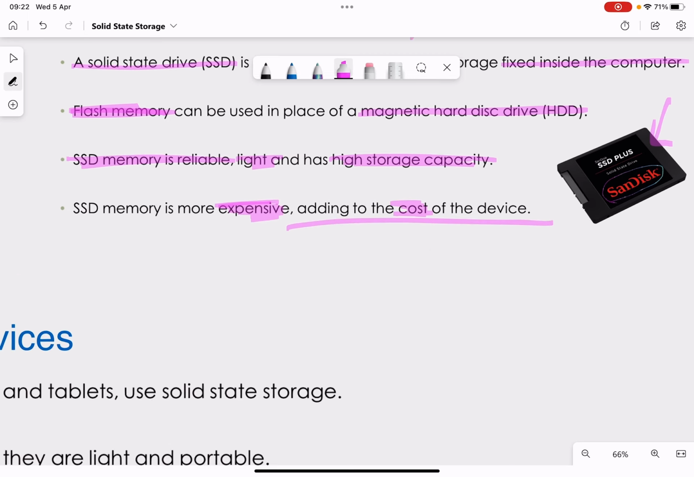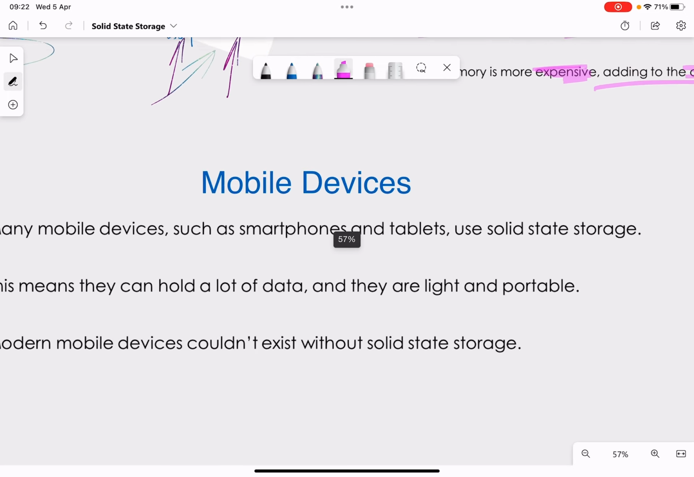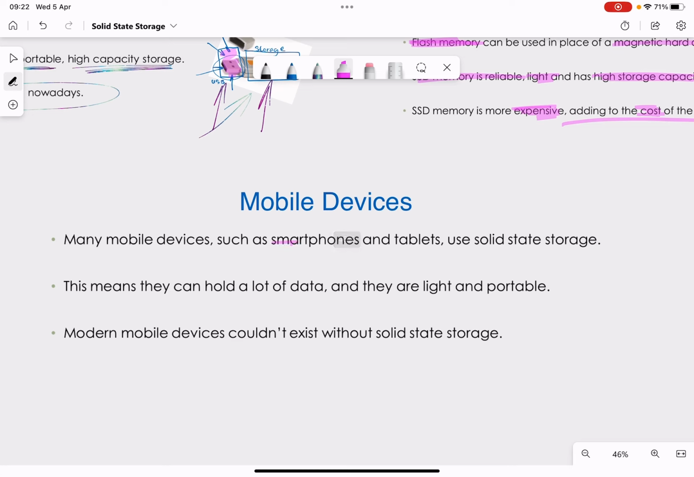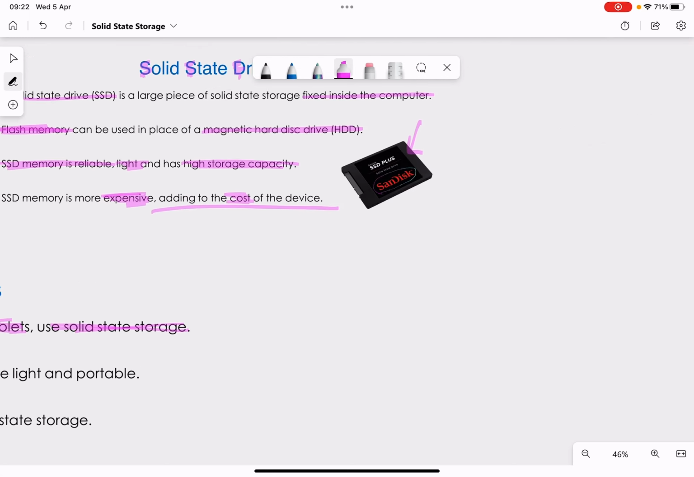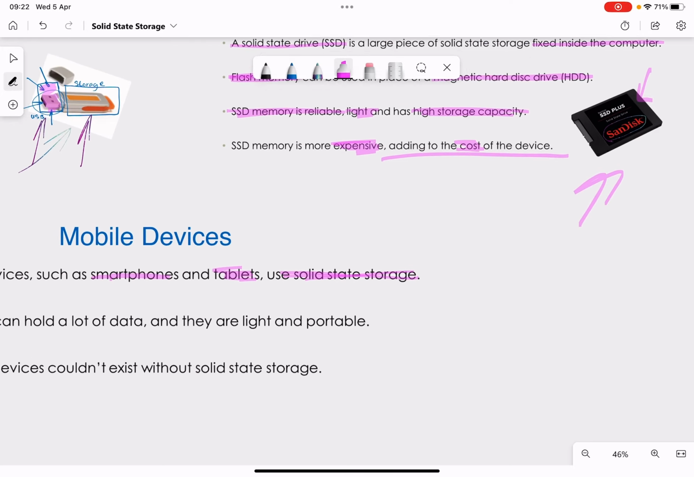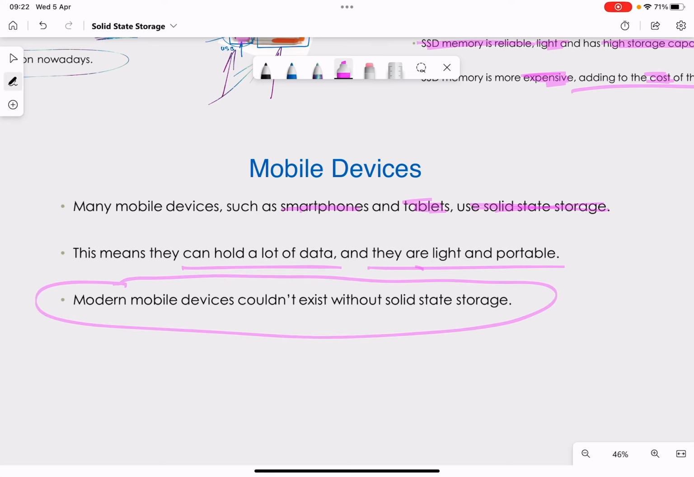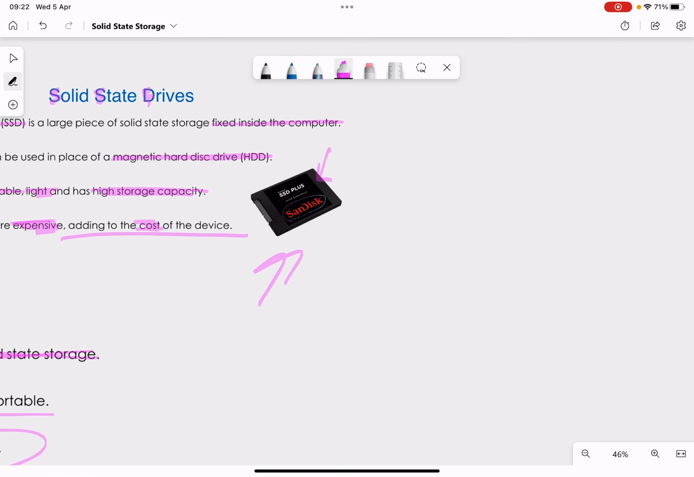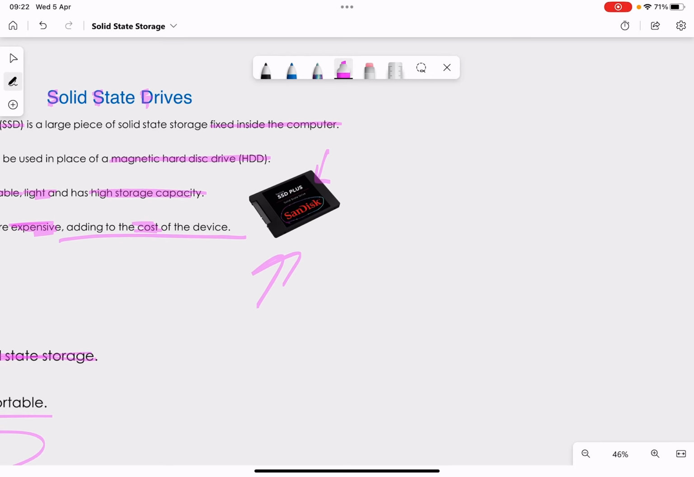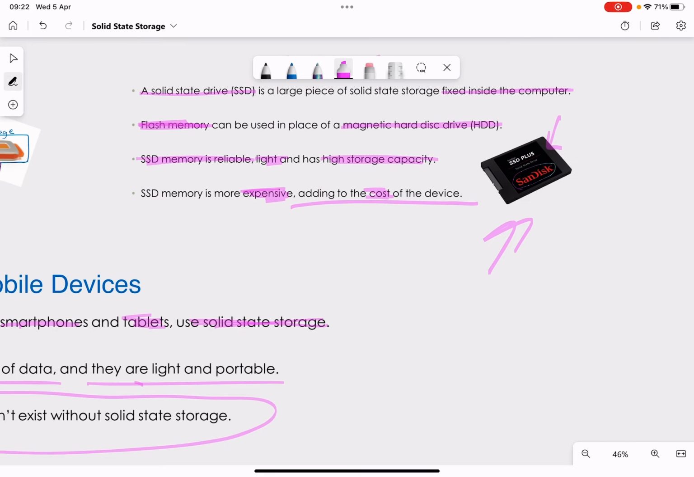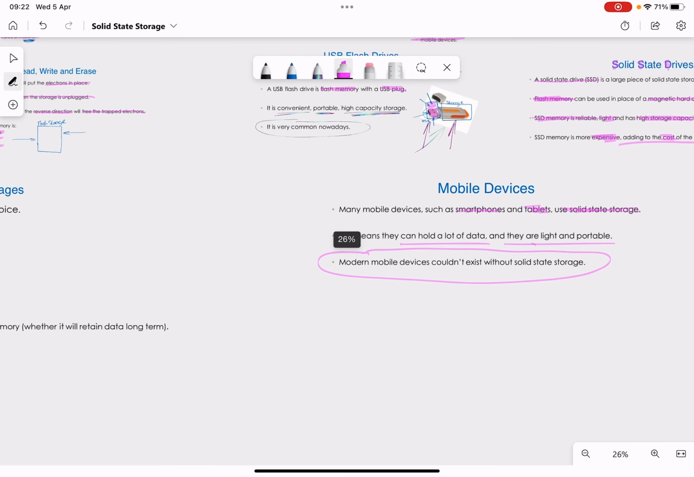All right, let's have a look at mobile devices. So mobile devices like smartphones, iPhones, Samsung Galaxies, things like that, and tablets like iPads, all use solid state storage. This is because it's very small, it has no moving parts, and it's very light. That means we can hold a lot of data and make something very light and portable. We would not have modern day mobile devices without SSDs. Right? It just wouldn't be possible. They would get too hot, they would be too heavy, they would be too big. We need SSD for modern day mobile devices.